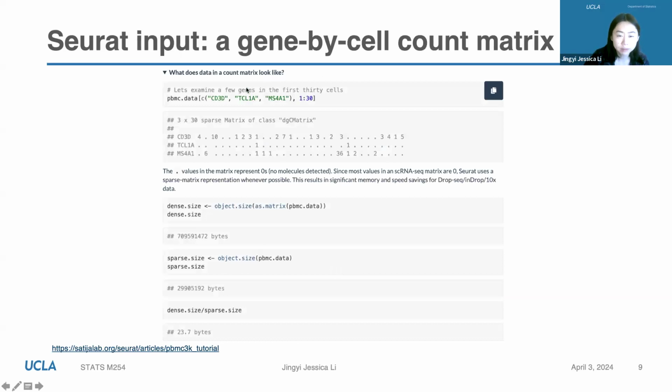So what is a count matrix? I think this is something good to know because in R, the count matrix is gene by cell, so the rows are genes and the columns are cells. So this command will let us show the first 30 cells. And sometimes you will see people say barcode instead of cells.